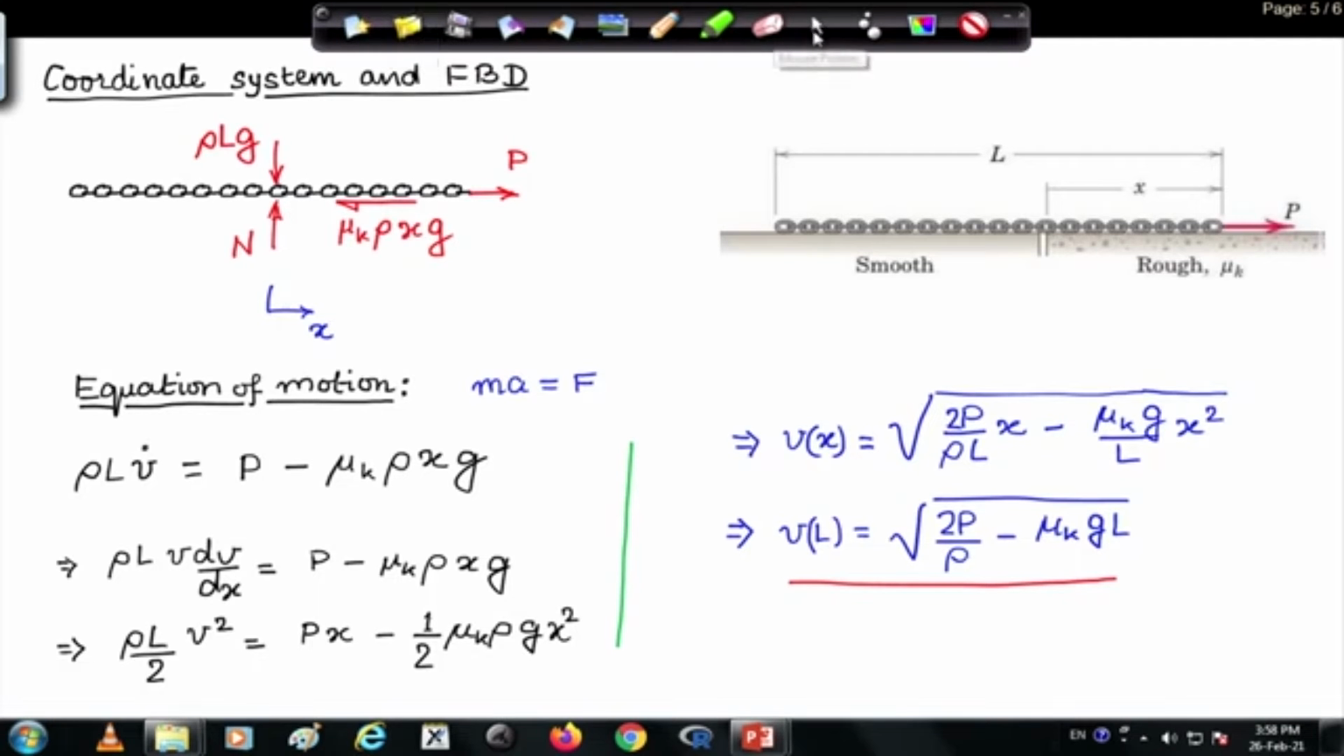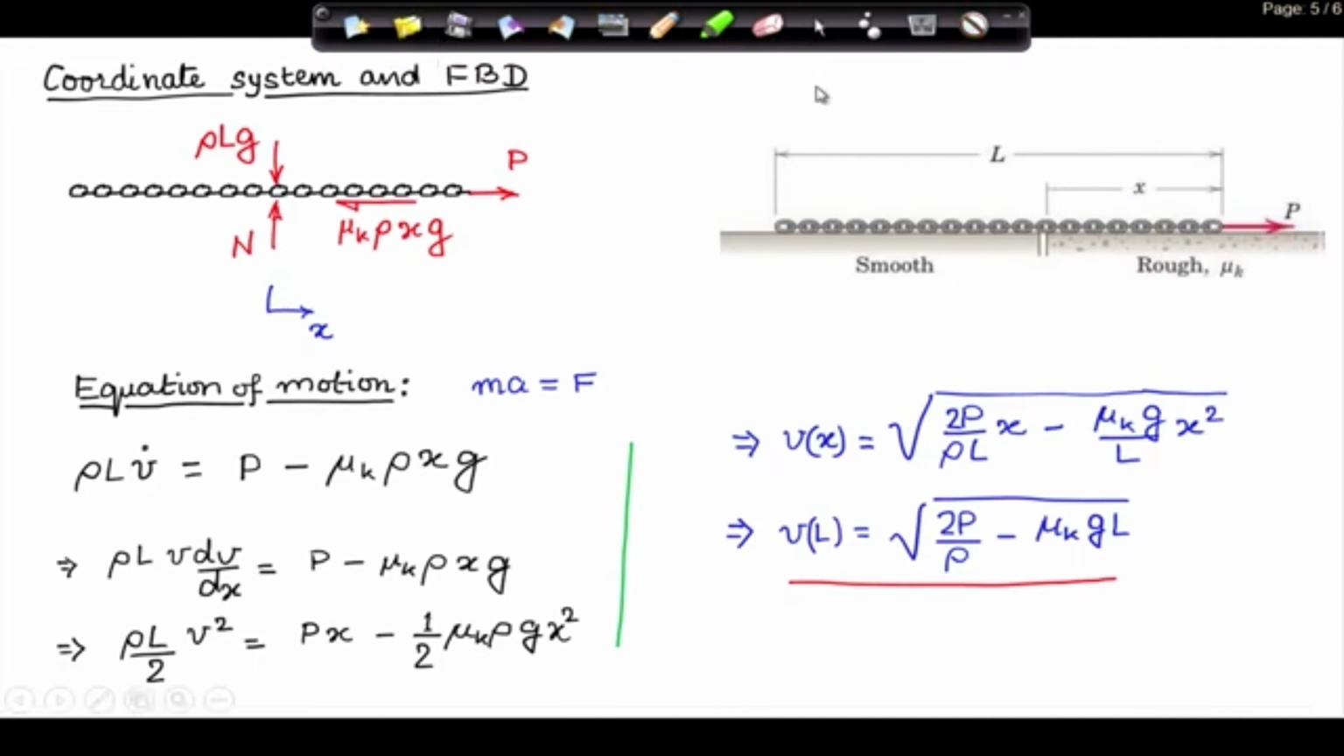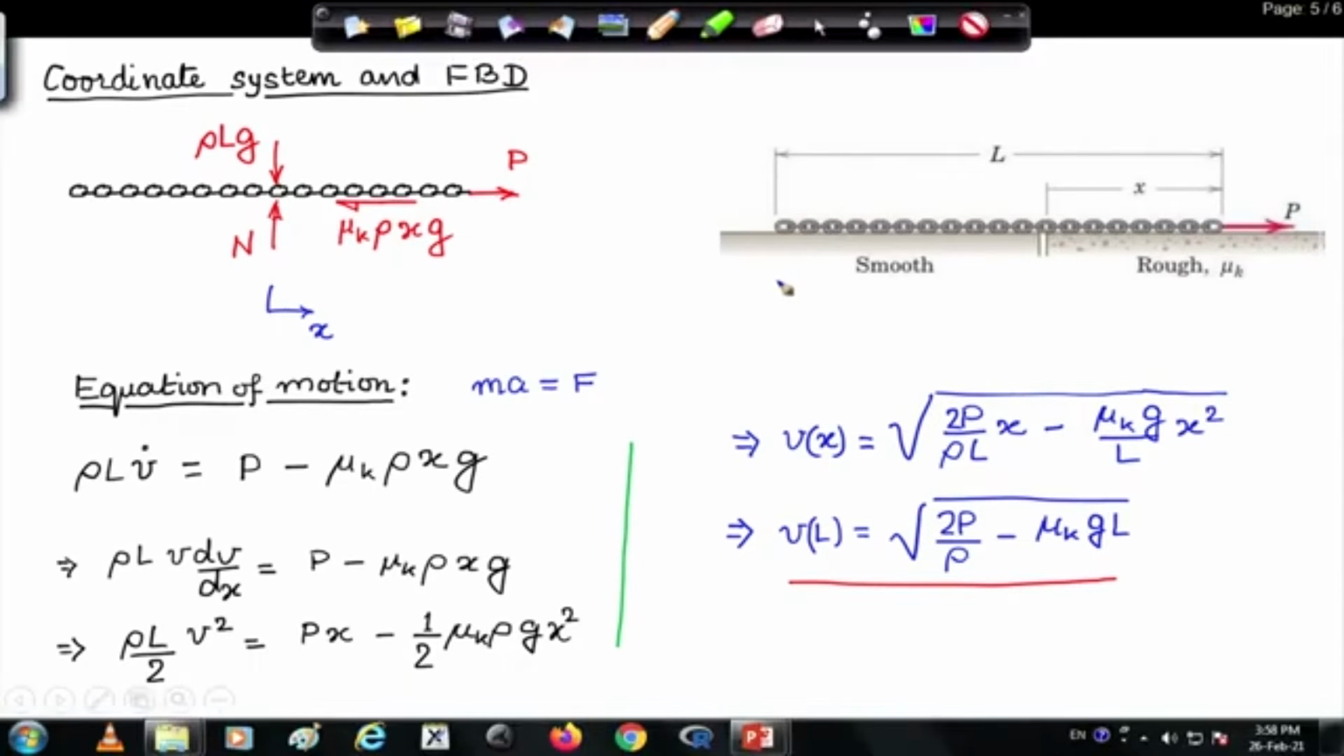The second part of the question was finding out the force P required so that there is no collapse, tension does not go to 0, that means the chain is always taut. Now, when will the chain be always taut? When there is a positive tension. Now, in order to have a positive tension, you must have positive acceleration. Why? Because this part of the chain has no friction force. Therefore, if acceleration goes to 0, it is going to move.